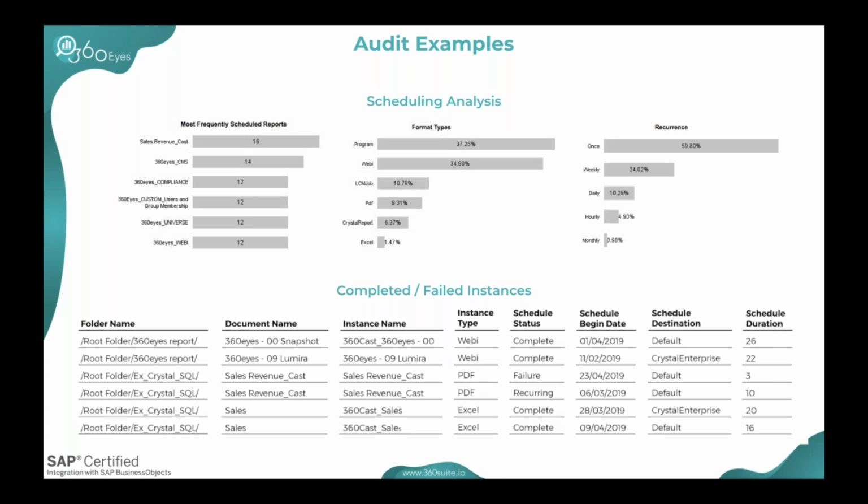You can get information about what's failing. You can add the prompt values that are being passed to the report. So you can maybe consolidate some schedules, get some information, maybe the user's not passing the proper prompt value, so you can also include the error message. So all of that gives you insight into your scheduling.